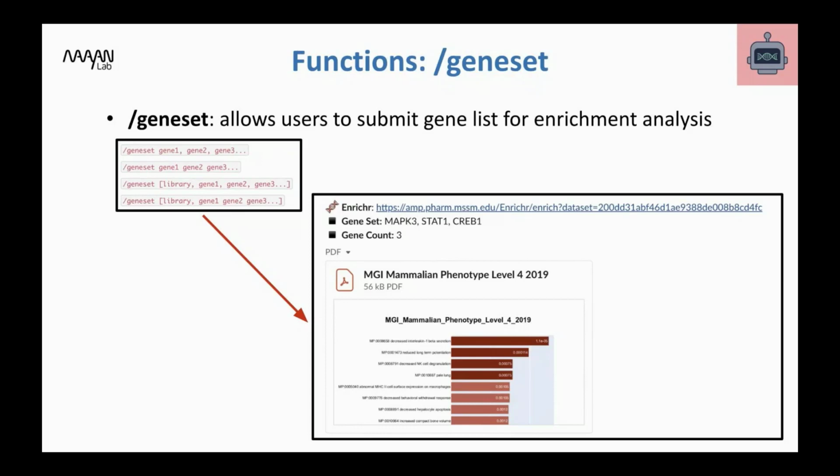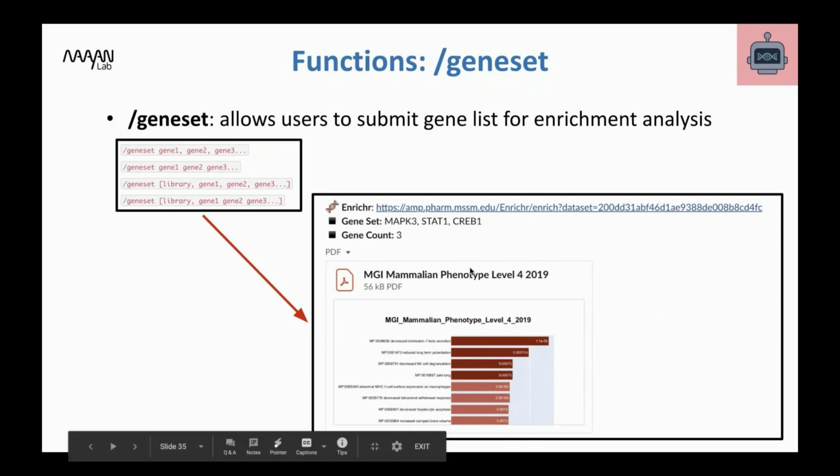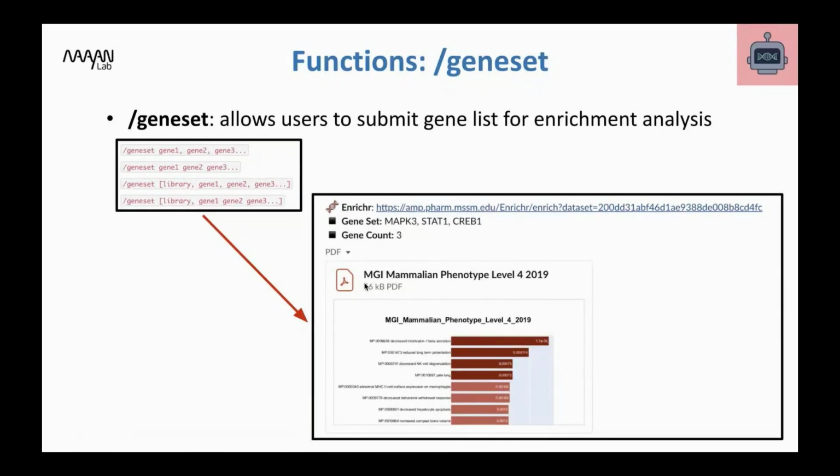Or I also created a list of acronyms for the most recent and popular libraries. I didn't display them here, but for example, in order to get this output, you could do /GeneSet bracket MGI, as the acronym for the MGI Mammalian Phenotype Level 4 2019 library, and your list of genes. The output will be a link to Enrichr for the genes that you inputted, and it'll reiterate your gene set and also the gene count, so it'll give you the number as well.